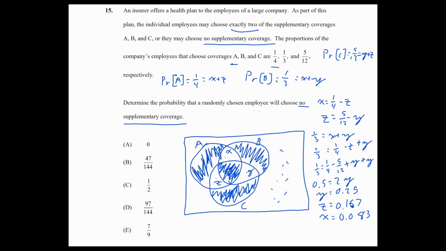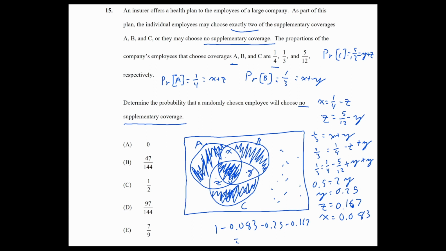Now we want to figure out the probability that someone will choose no supplementary coverages, but these X, Y, and Z are the probability that someone has chosen a supplementary coverage. So how do we solve for this area outside of the Venn diagram, but within the box? All we have to do is take the complement of X, Y, and Z. So that's going to be 1 minus 0.083 minus 0.25 minus 0.167.